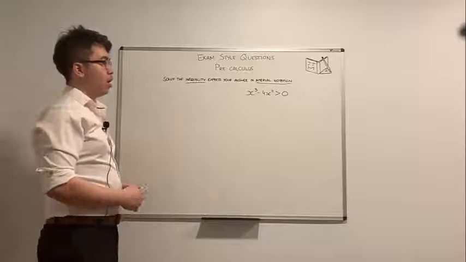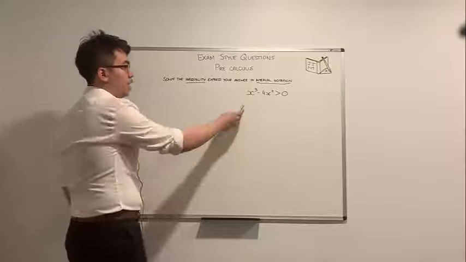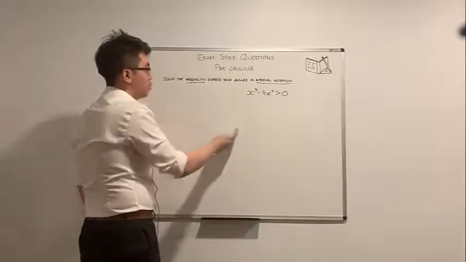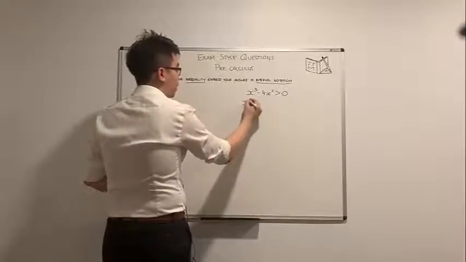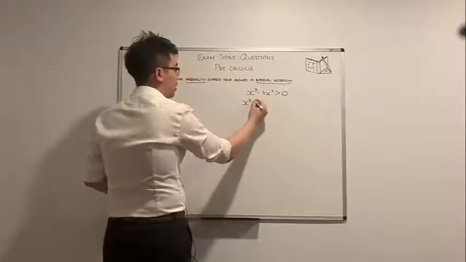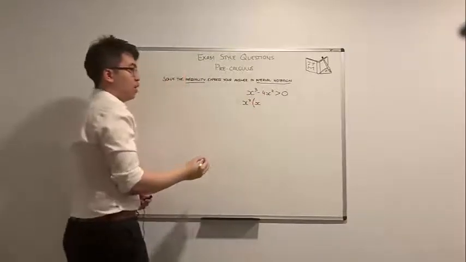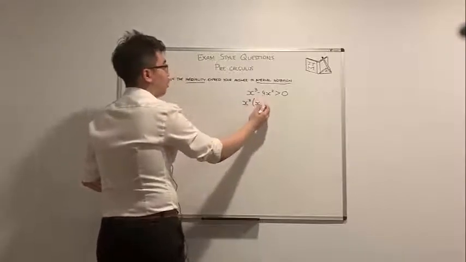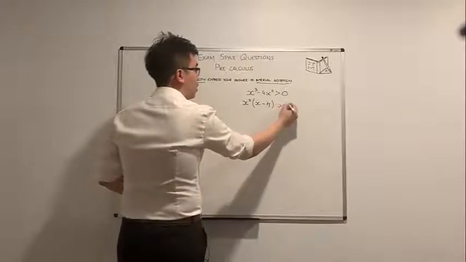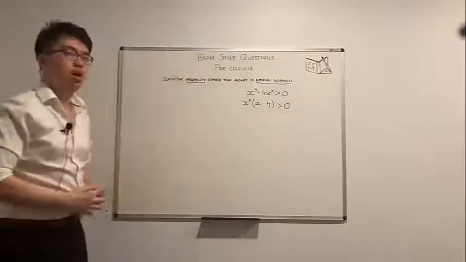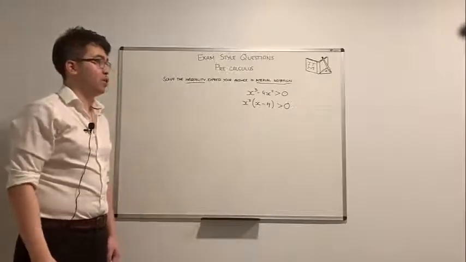Now this inequality, when I first look at it, I noticed something very important immediately, that there is a common factor in both of these terms which I can factor out. And I think it would be x squared. So we take x squared out of x cubed, which is going to leave us with x. And we take x squared out of minus 4x squared, which is going to leave us with just a 4. Now we've got x squared bracket x minus 4 is greater than 0.